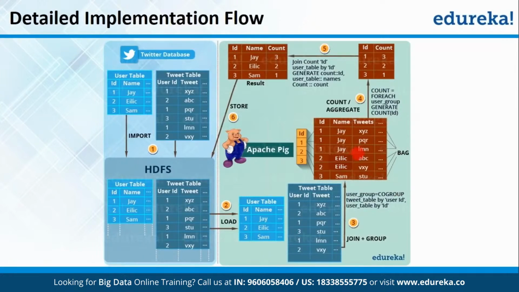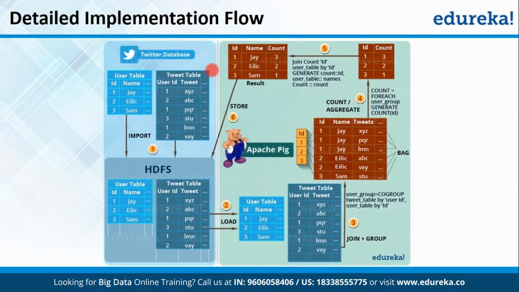Once we have this, the next step is to count the number of inner bags, or the number of rows, for a particular ID. If you see the result, we have a count of 3 for 1, because 1 had 3 different rows or 3 different inner bags. Similarly, 2 had 2 rows right here, and 3 had 1 row, and that is why it is 3, 2, 1.